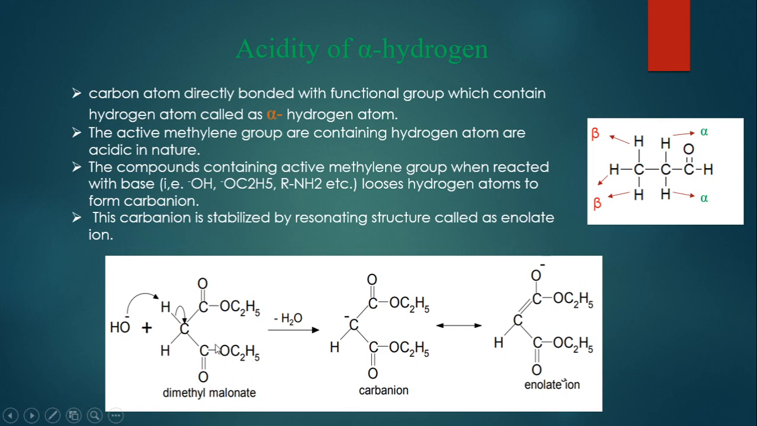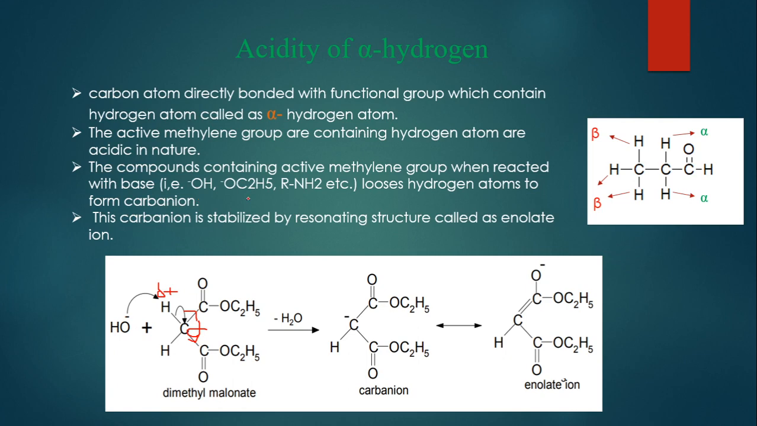For example, dimethyl malonate. This is the alpha carbon atom, and that alpha carbon atom is directly attached to two electron withdrawing groups, that is, ester groups. Due to this, it acts as an active methylene group, and this alpha carbon atom withdraws the electron density from the bonded hydrogen atom, and this hydrogen atom acquires a partial delta positive charge, so it shows acidic nature, and this will be easily abstracted by any base.